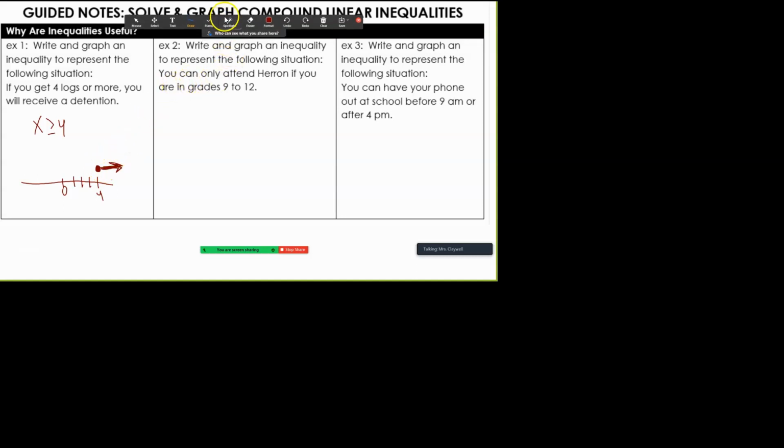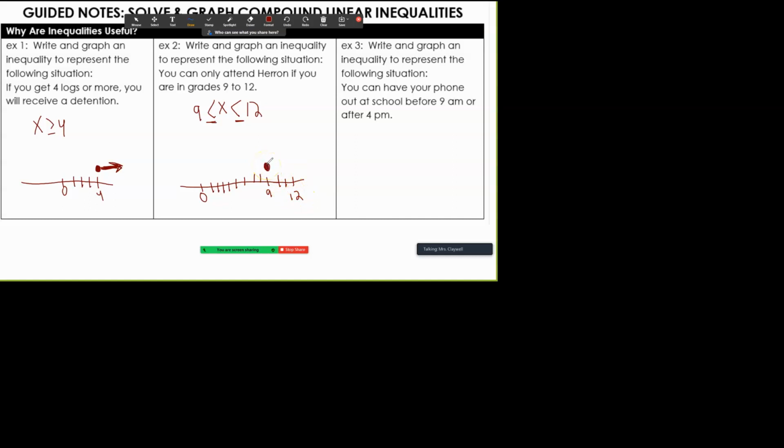Example 2 says write and graph an inequality to represent the following situation. You can only attend Heron if you are in between grades 9 to 12. So I have 2 constraints. My x has to be in between 9 and 12. I can be in 9th grade, so it's less than or equal to. 9 is less than or equal to x, and x is less than or equal to 12. So when I graph this, I have 0, 1, 2, 3, 4, 5, 6, 7, 8, 9, 10, 11, 12.